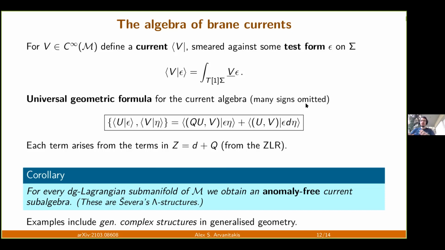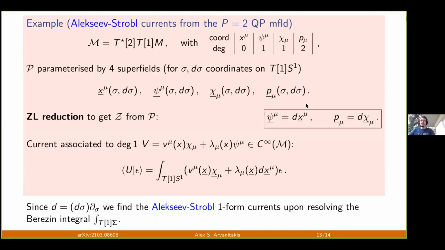Okay, so let's revisit our favorite example one more time to see what the currents look like. So we have 4 superfields, and then we do the reduction, then we end up with 2. And then we just write the current associated to a degree 1 function. If it's degree 1, it's linear in chi's and psi's. So it looks like a generalized vector. A section of tangent bundle over here and the cotangent bundle over here.